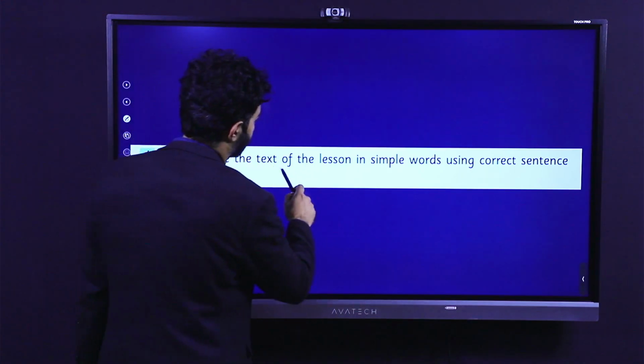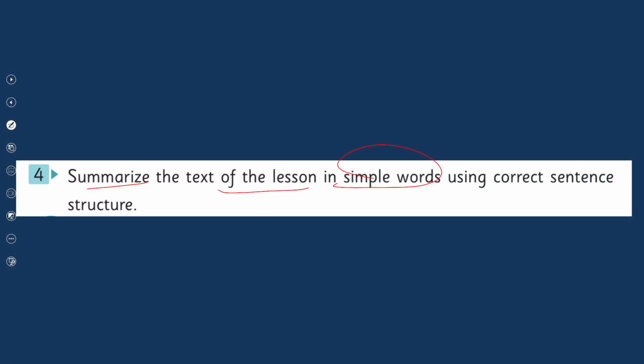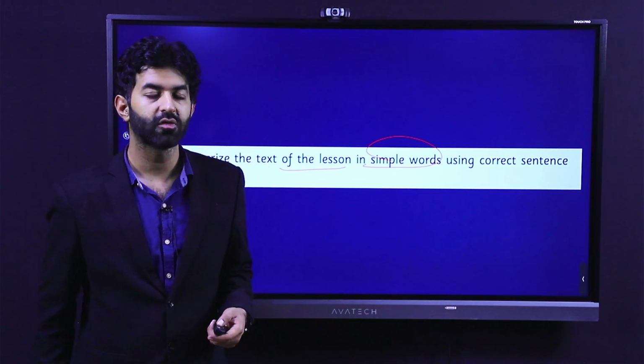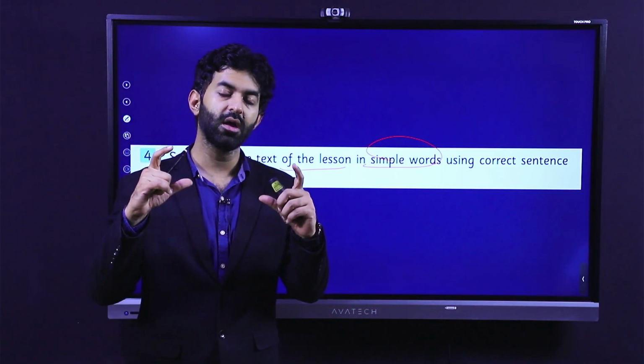Summarize the text of the lesson in simple words using correct sentence structure. We have to use our own words. We have to shrink the text that we have just read, which was rather long. So we need to make the summary in a shorter way.